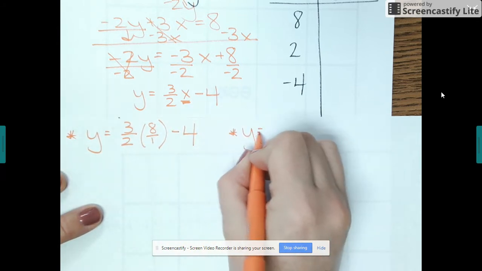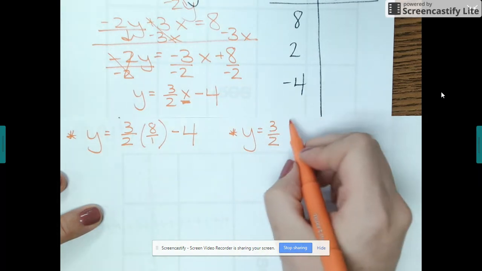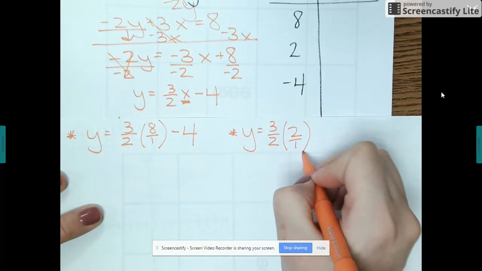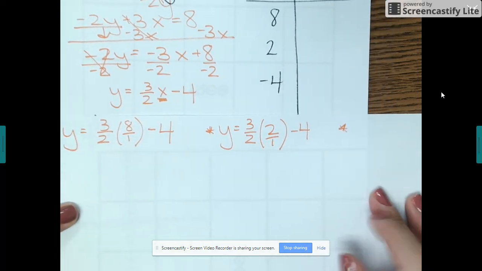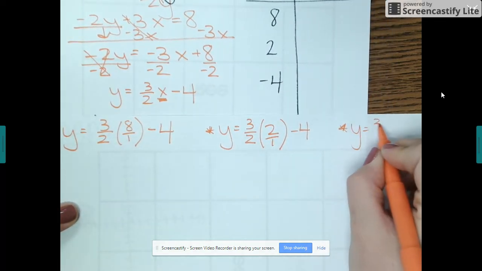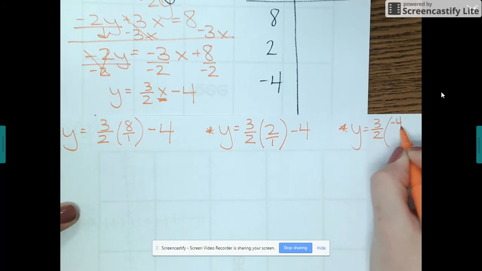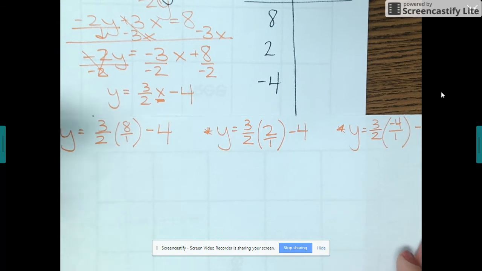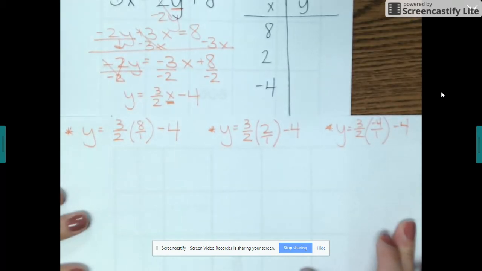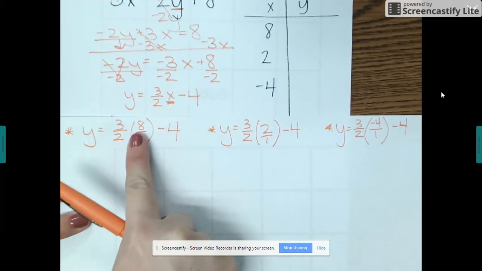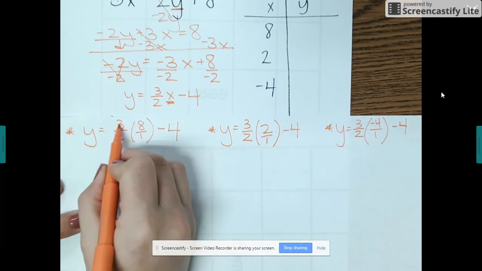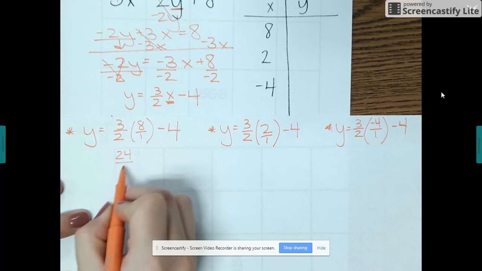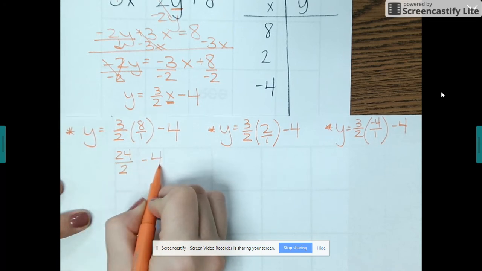Here's your second one, 3/2 x, which is 2, over 1. And your third one, let's see if I can fit it in here, is -4. Okay, I'm going to zoom this out so you guys can see it. Okay, so every time I saw an x, I put 8, a 2, and a -4. So let's go top times top, bottom times bottom.